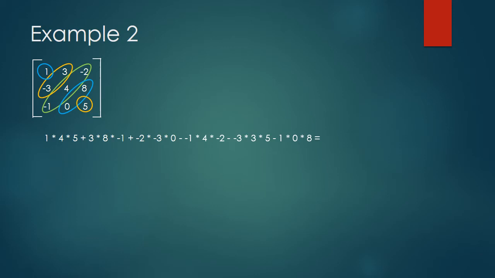Go ahead and do the multiplications. We end up with 20 plus a -24 plus 0 minus 8 minus a -45 minus 0. And when we add all those together or subtract those, we end up with 33.